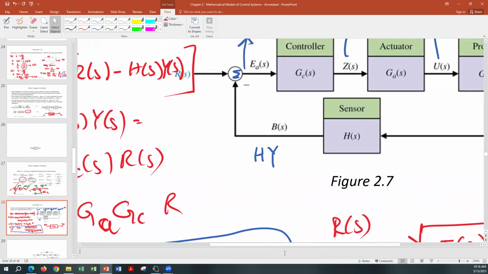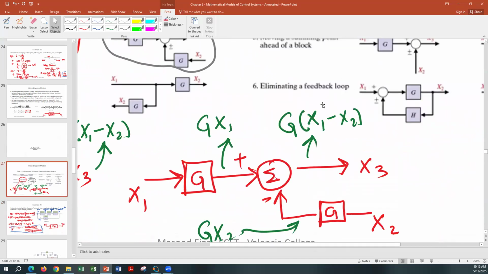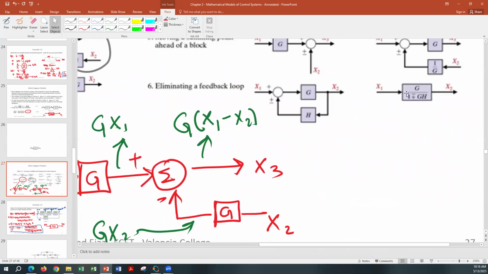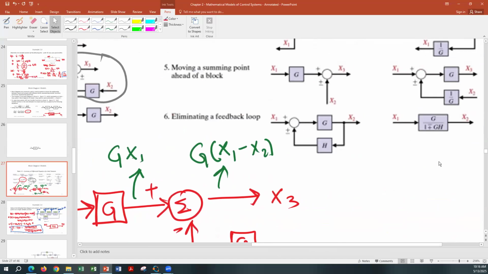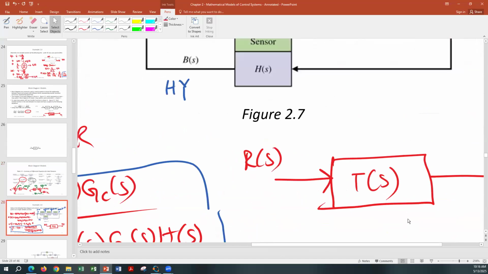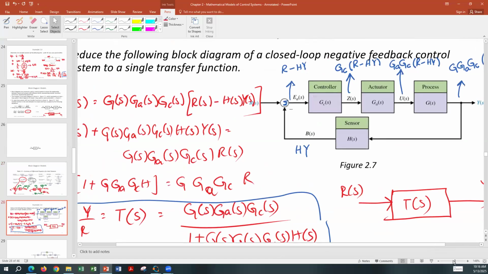But if you have a positive sign here, then when you do the derivation, this sign is going to be negative right here. And that's what it shows over here. Plus minus is going to become minus plus. So in our case, 1 plus GH. G is, for us, GA, GC, G, and H is H. So if you use the first pair and the last pair from this block diagram reduction table, then you're going to get the same result that I got without going to that block diagram reduction, just by following different signals.